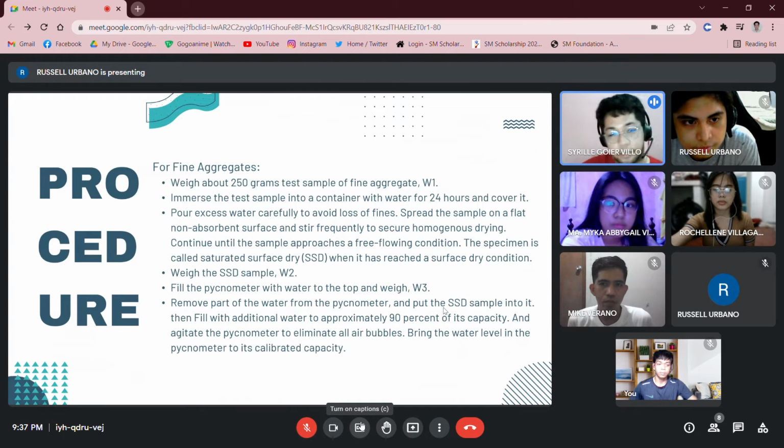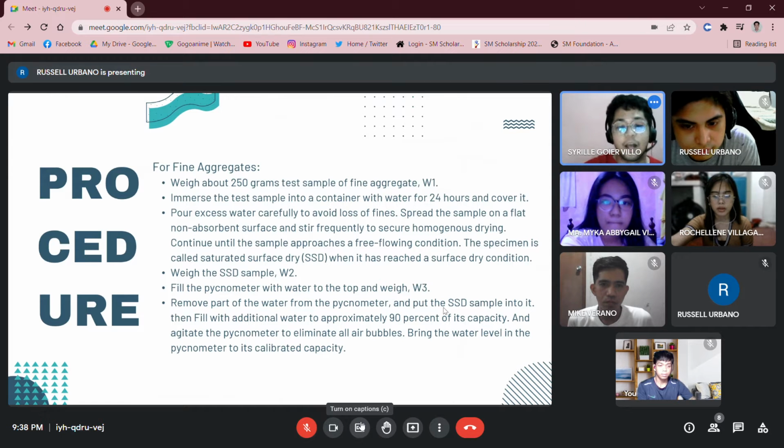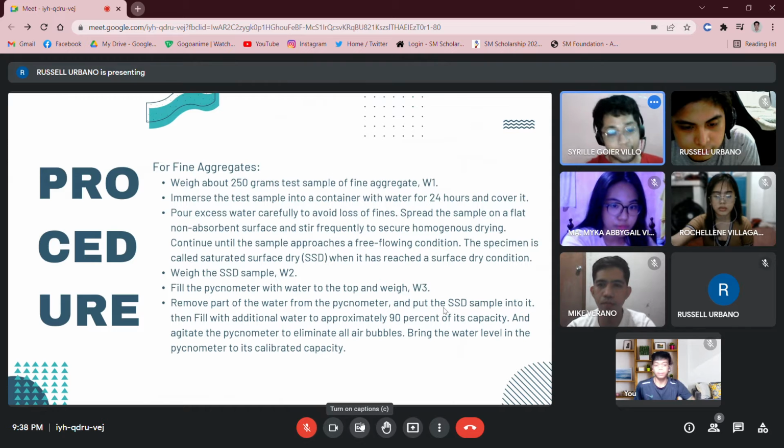For the procedure for fine aggregates, the first step is to weigh about a 250 gram test sample of fine aggregates and label it as weight 1. Second, immerse the test sample in a container with water for 24 hours and cover it. Pour off excess water carefully to avoid loss of fines. Spread the sample on a flat, non-absorbent surface and stir frequently to secure homogeneous drying. Continue until the sample approaches a free-flowing condition.